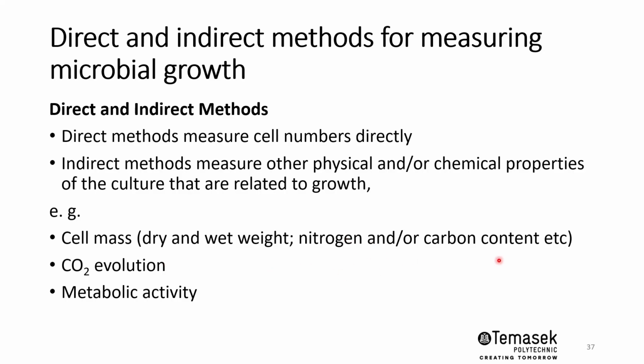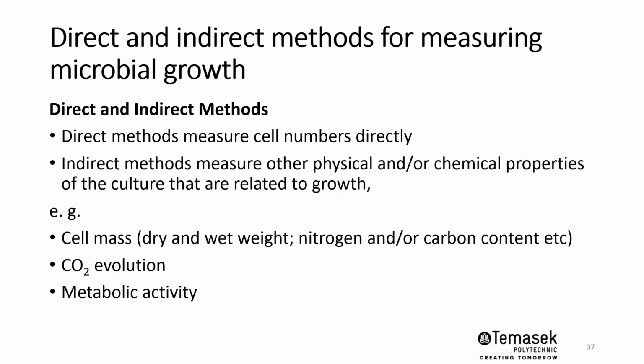We might be looking at the carbon dioxide production, the evolution of it from the culture, as well as the metabolic activities, probably the generation of ATP from the cells that are being cultured. So all these are indirect methods. All right, the direct methods will measure the cell number directly.